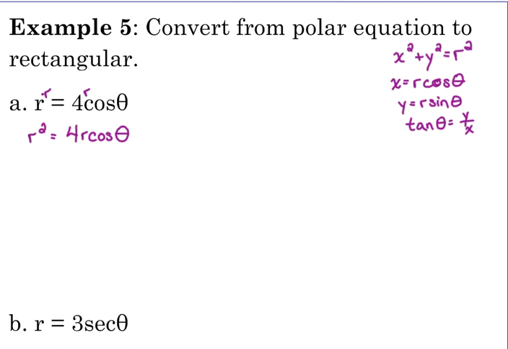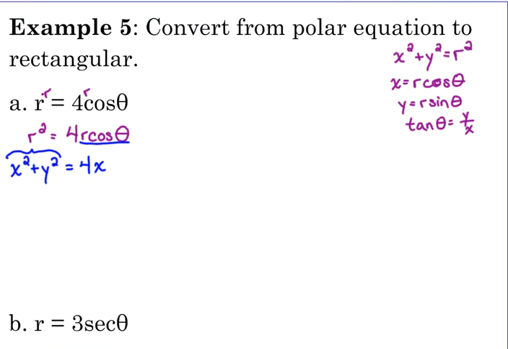Now what that has done is now we've got r squared. We have an equation involving r squared. r squared is equal to x squared plus y squared. So we are going to replace r squared with x squared plus y squared because that's what it's equal to. On the right side, r cosine of theta, that's equal to x. So now we have eliminated everything that's polar related. We've eliminated r and theta. Those are gone. We now just have x's and y's.